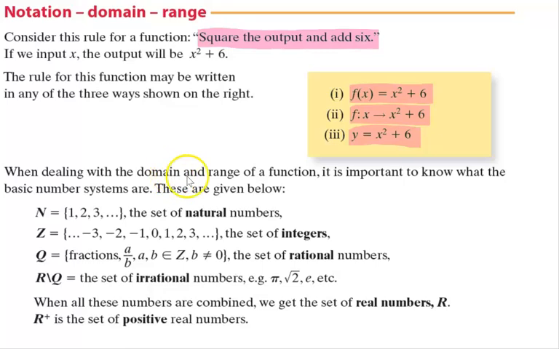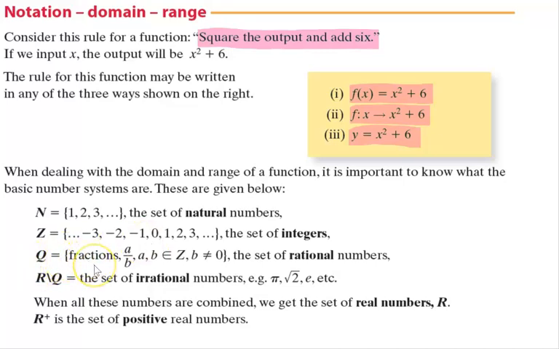When dealing with the domain and range of a function, it is important to know what the basic number systems are. These are given below. So capital N is equal to 1, 2, 3, the set of natural numbers, so positive whole numbers. So 0 is not included in that. Capital Z is equal to minus 3, minus 2, minus 1, 0, 1, 2, 3, the set of integers, so positive and negative whole numbers. So 0 is included in that.